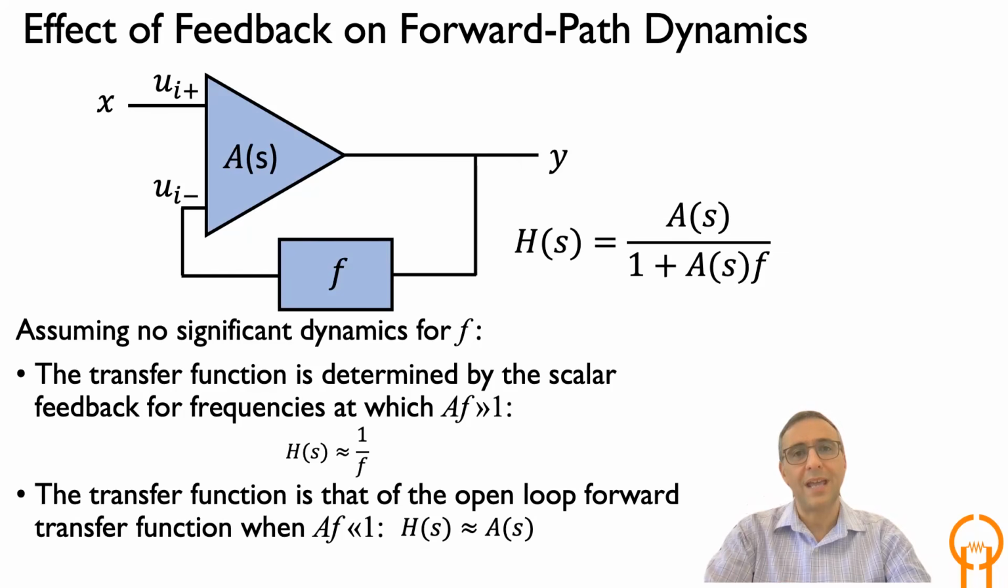So now imagine that your A has some dynamic, some frequency dependence, it's A of S. And of course, the transfer characteristic still would be the same as with A of S. But what you see is that when AF is much greater than 1, the denominator is dominated by that, and your transfer function basically reduces to your H infinity. So it's going to be 1 over F or H infinity. And when it's much smaller, then it becomes simply the open loop transfer function, so A of S itself.